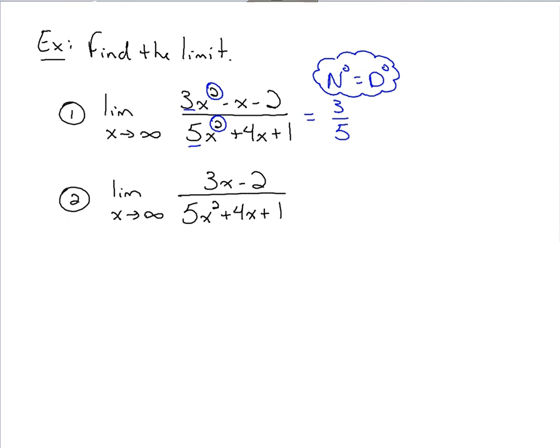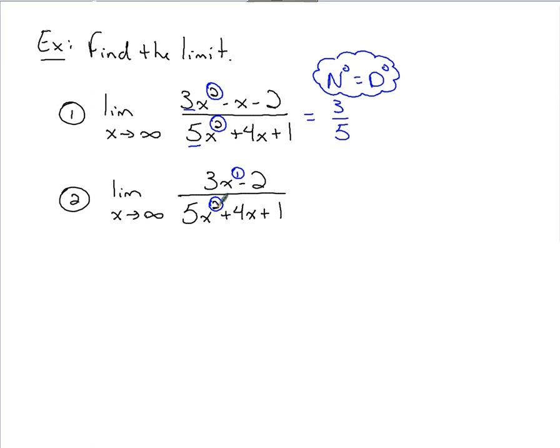So if you're taking the limit as x approaches something infinite, we're looking at degrees in the numerator, we're looking at degrees in the denominator. Degree in the numerator this time, highest power of x is 1. Degree in denominator, the highest power of x, 2.